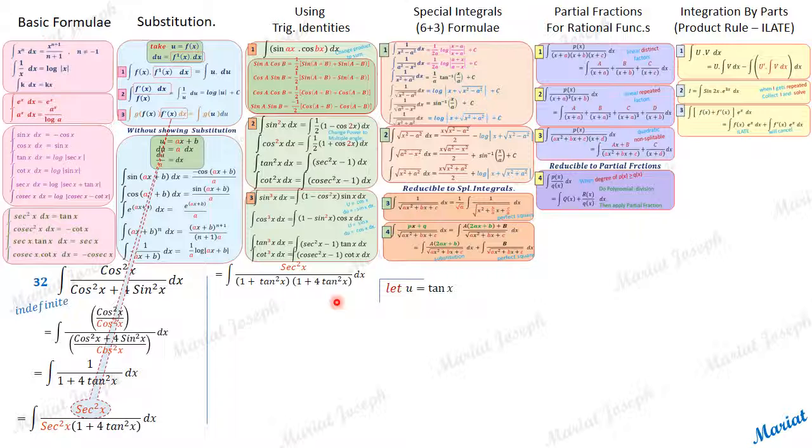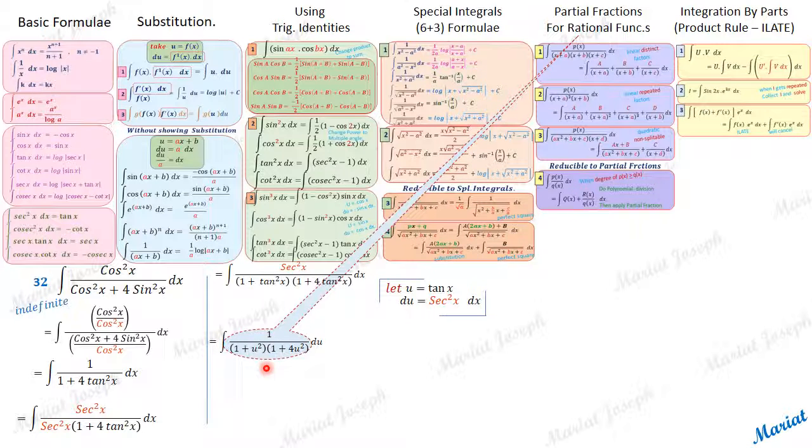So our substitution now is u equal to tan x, so that du is sec square x dx. The numerator is du and tan x will be replaced as u. So 1 upon 1 plus u square into 1 plus 4u square. The whole trigonometric function is now changed into a rational function, polynomial upon polynomial. Now, this kind of rational functions are integrated with the help of partial fractions.